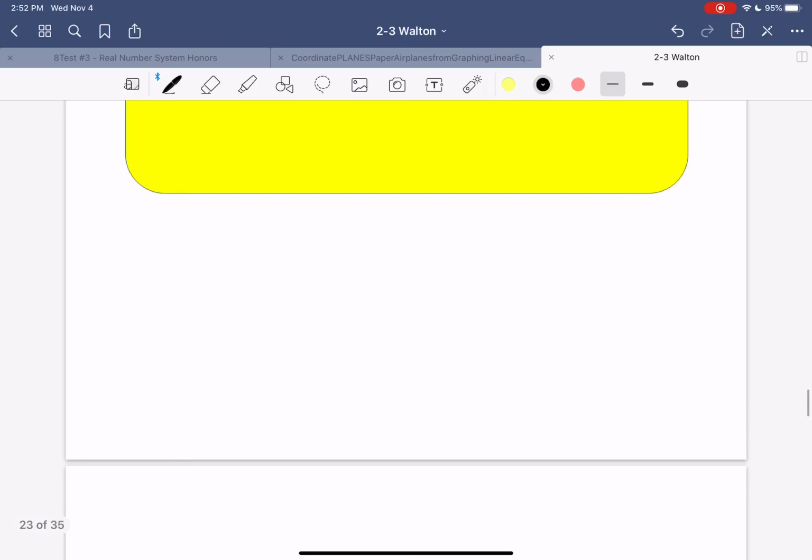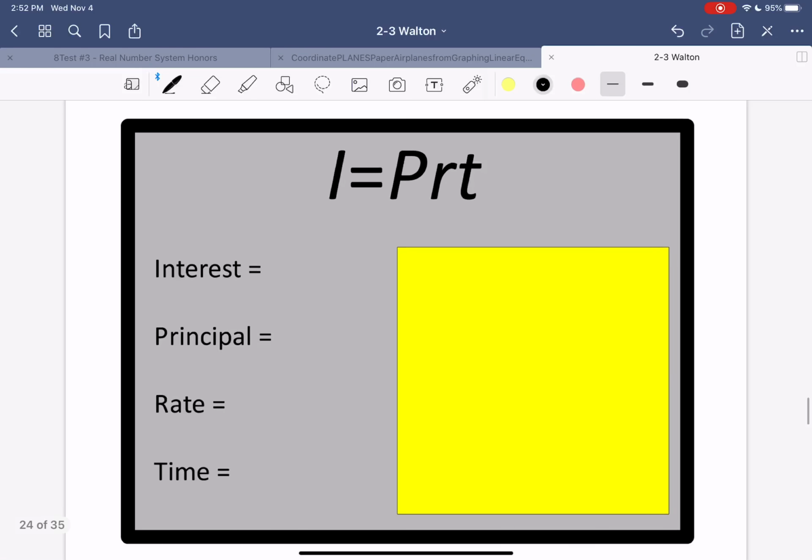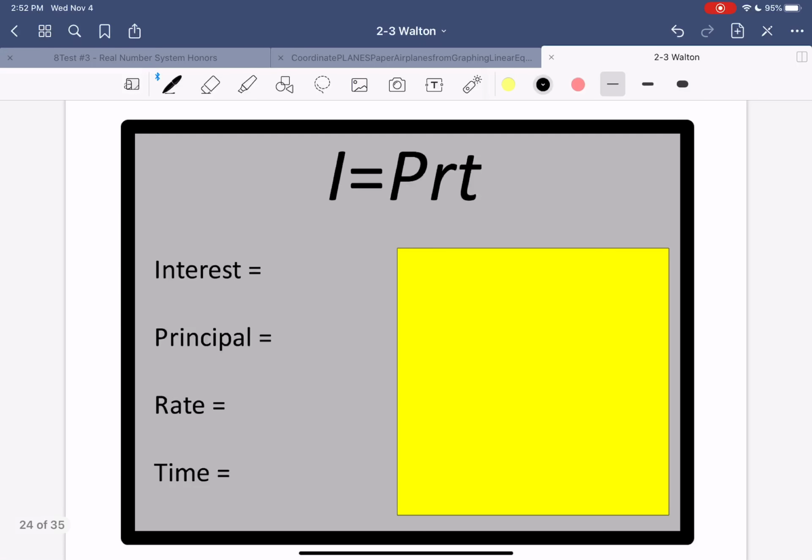So I'm going to skip a couple of things and I'm going to move here. So this formula so far has been pretty easy. We're just taking our principal and we're multiplying it times our rate and multiplying it times our time. And then being able to calculate our interest and our total amounts at the end.